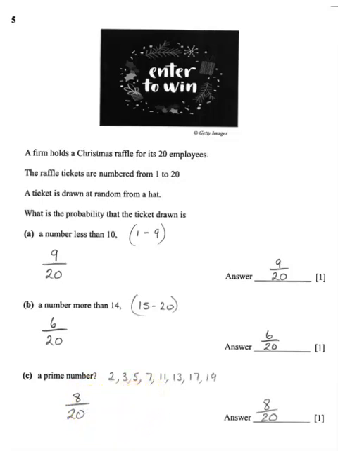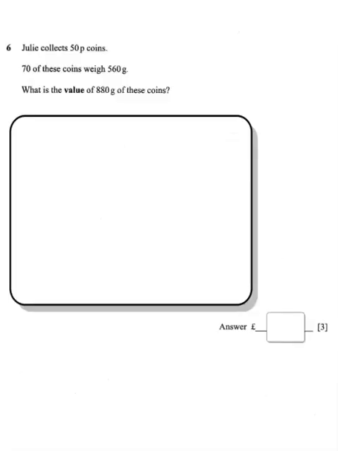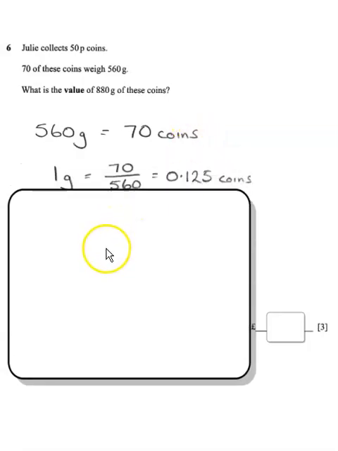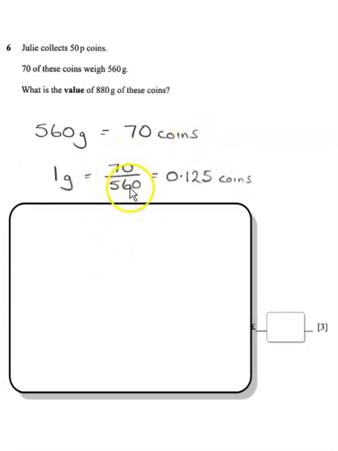So for question 6, Julie collects 50p coins. 70 of these coins weigh 560 grams. What is the value of 880 grams of these coins? So we know that 560 grams is 70 coins. So we find out what 1 gram would be, and we divide it by 560, which then becomes 0.125 coins.